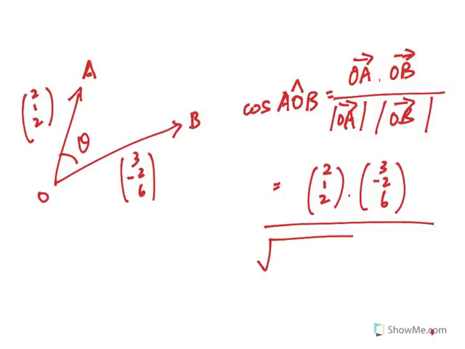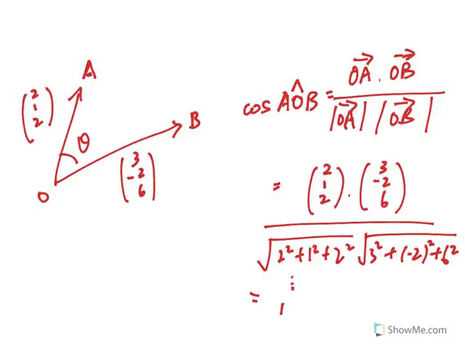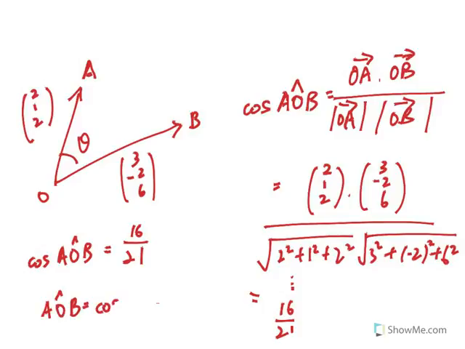For the magnitude of OA, we know this is the square root of 2 squared, 1 squared, 2 squared. OB is 3 squared, negative 2 squared, 6 squared. With that, you should have 16 over 21. Then cosine AOB is 16 over 21. If I go too fast, you tell me. Then AOB is the inverse cosine, and the answer will come out. They ask for the answer to the nearest degree, so approximately 40 degrees.